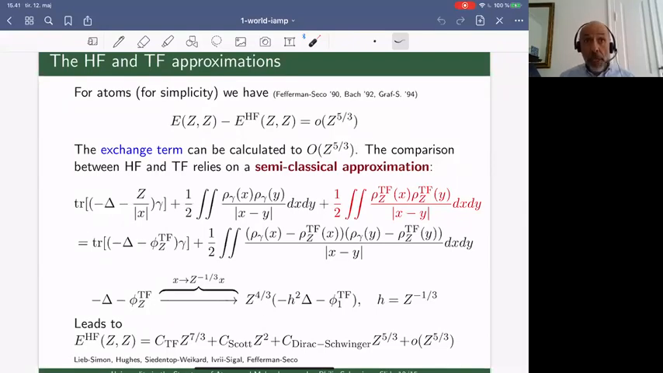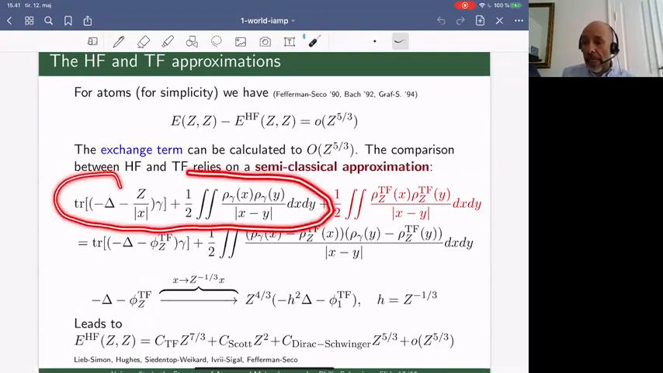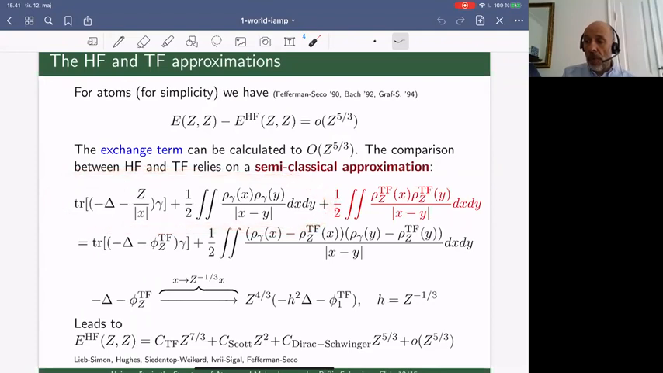But let me go to the Hartree-Fock energy without the exchange term. This is the quantity that I wrote here in black. Remember I'm doing atoms here, so there's no nuclear repulsion, and the potential is Z over |x|. So this was the kinetic energy, attraction to the nucleus, and electron-electron repulsion, the direct term. This is the Hartree-Fock energy if I ignore the exchange term.